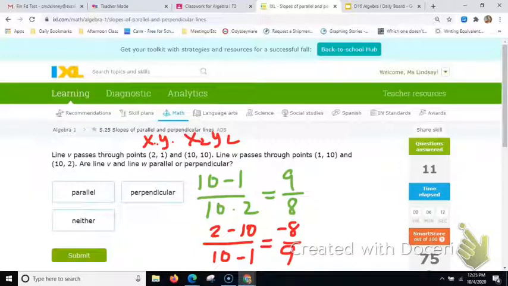So now when I compare those two slopes, they're obviously not the same, so it can't be parallel. And then I need to decide, are they opposite reciprocals? Opposite sign and flipped over? Yes, they are. So we are going to choose perpendicular.